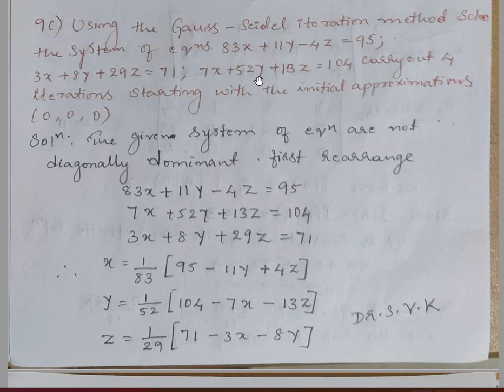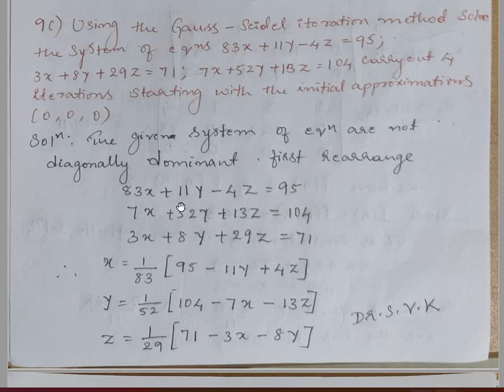As I observed that the given system of equations is not diagonally dominant, I will rearrange the equations first. I will retain the first equation as it is, since 83 is greater than the sum of 11 and 4. Similarly, when I observe the last equation, 52 is greater than 7 and 13, so I will write that as the second equation. If I observe this second equation, I will retain that as the third equation.